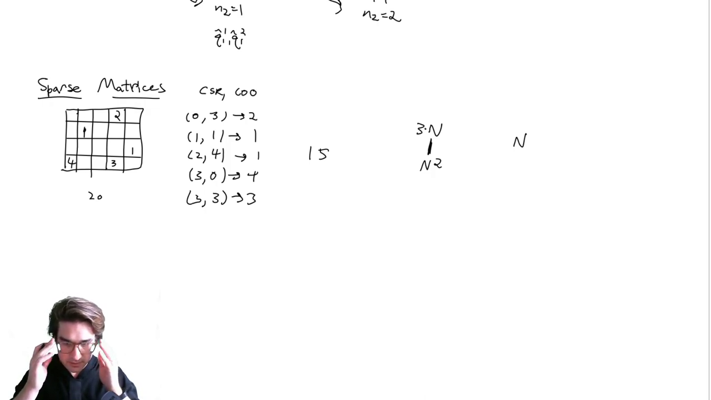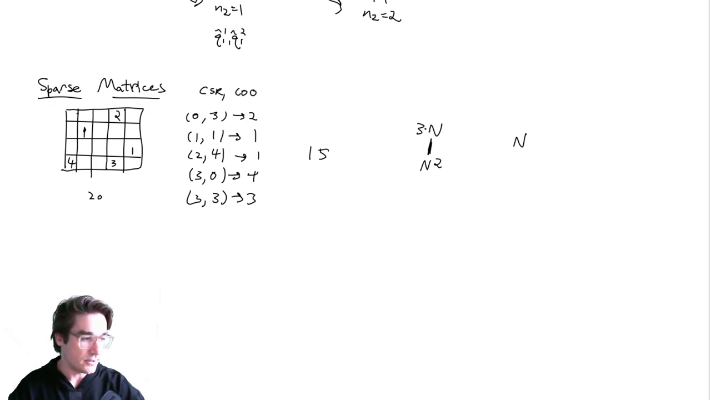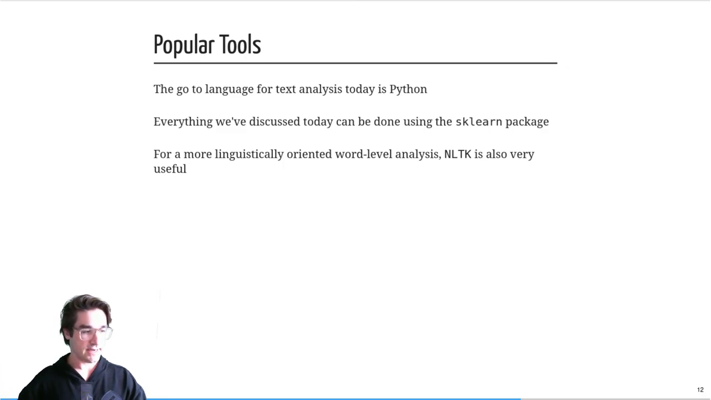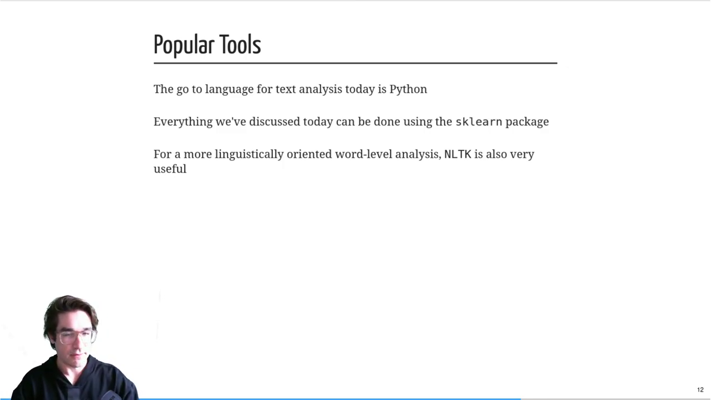All right, so those are sparse matrices. That's what we're going to get out in terms of the implementation, and that's sklearn. Sklearn is going to map from lists of strings, which are a corpus basically, into a sparse matrix. Now, sklearn does a lot of other stuff.